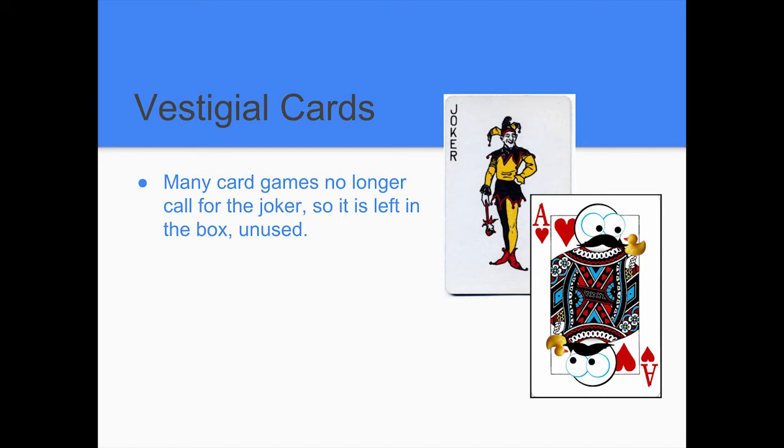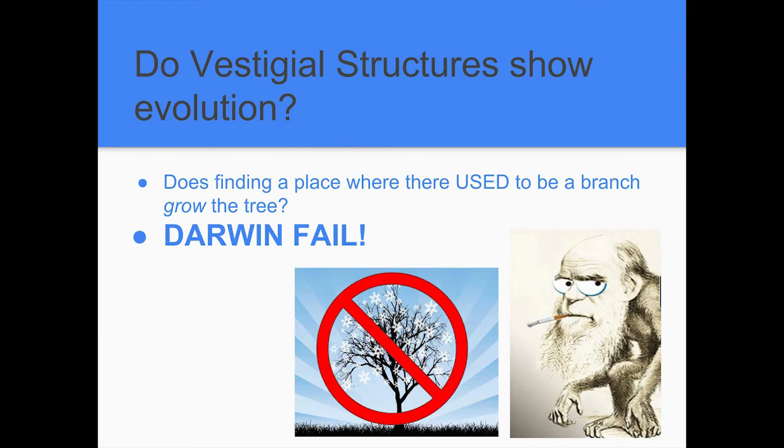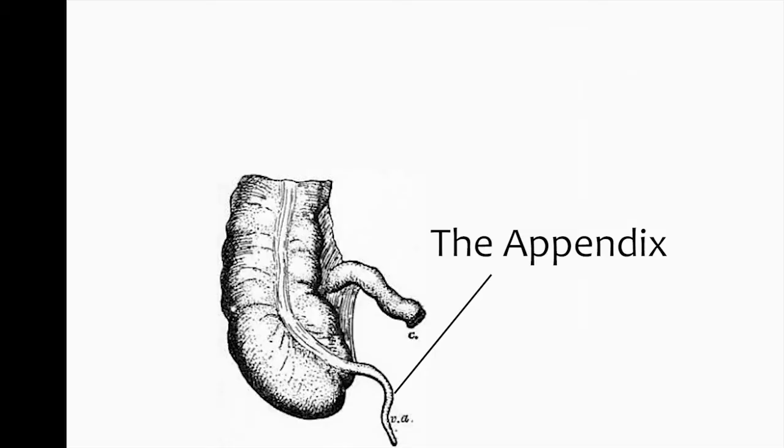It's still there, but we keep it in the box. Will this create the Archduke of Hearts? No. So do vestigial structures show evolution? No. Does finding a place where there used to be a branch cause the tree to grow? No. Darwin, fail. But if I may, there's another reason why this is a bad example of bad information being used to try to support evolution.